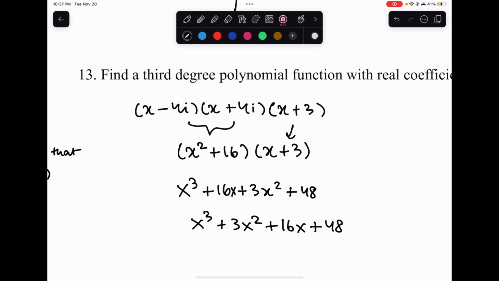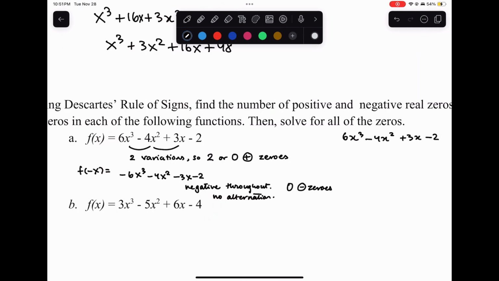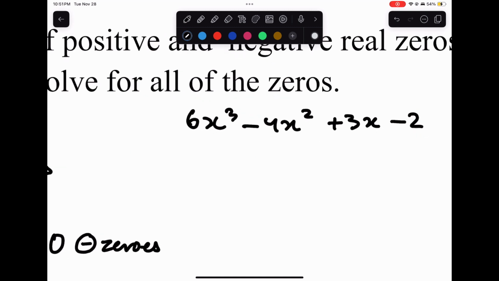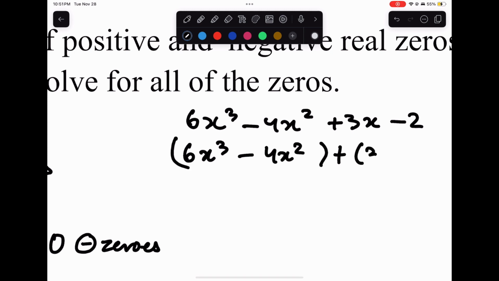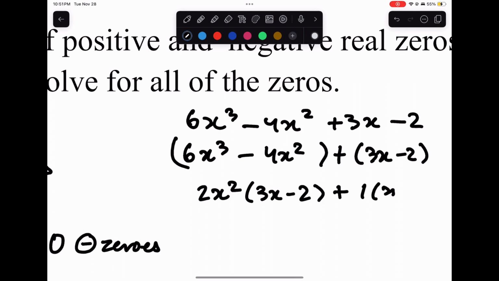Okay, so now let's do Descartes' rule of signs. Descartes' rule of signs tells us basically what it says here about the number of positive and negative zeros. And now that we know how many zeros the function has, or how many of what type of zeros, we can go and factor it. So we can do some nice grouping here.